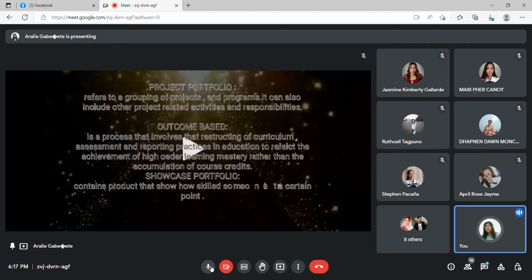And the last option, we have the showcase portfolio. It contains products that show how skilled someone is at a certain point. So it is designed to display a learner's best quality of work. This might be to highlight student success or to showcase a variety of accomplishments a student has achieved over a period of time. In showcasing a student's work, this portfolio allows them to describe and tell their own story.